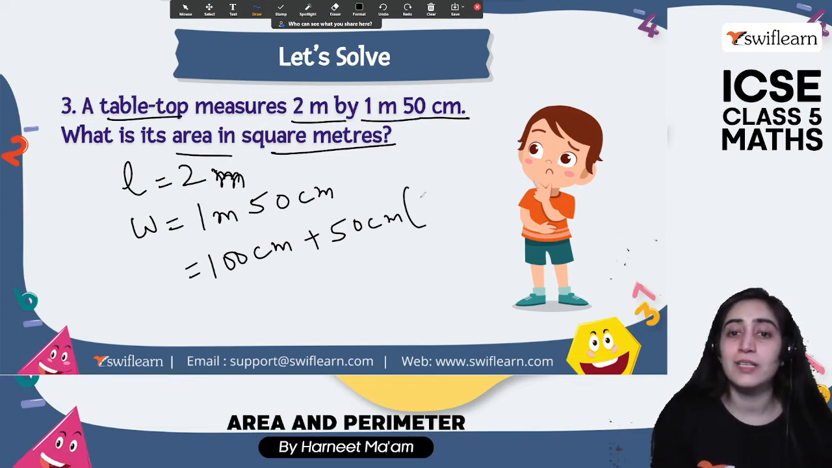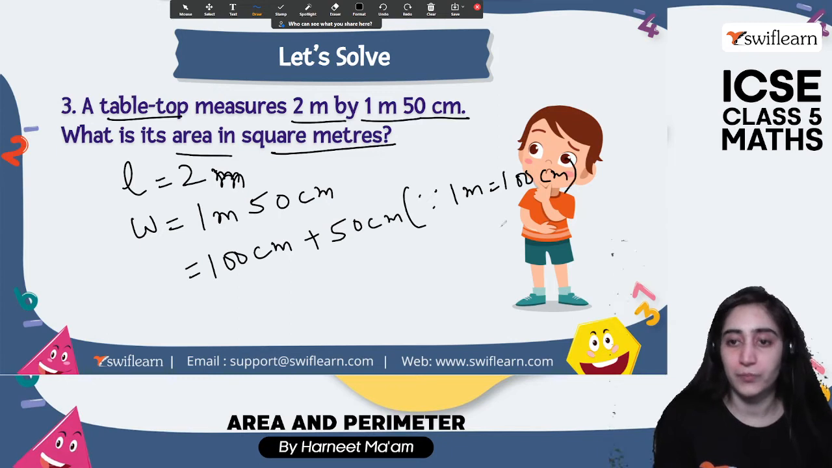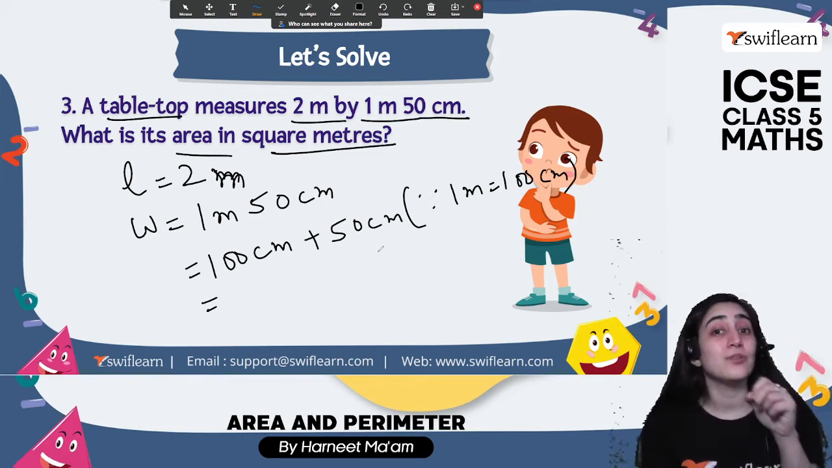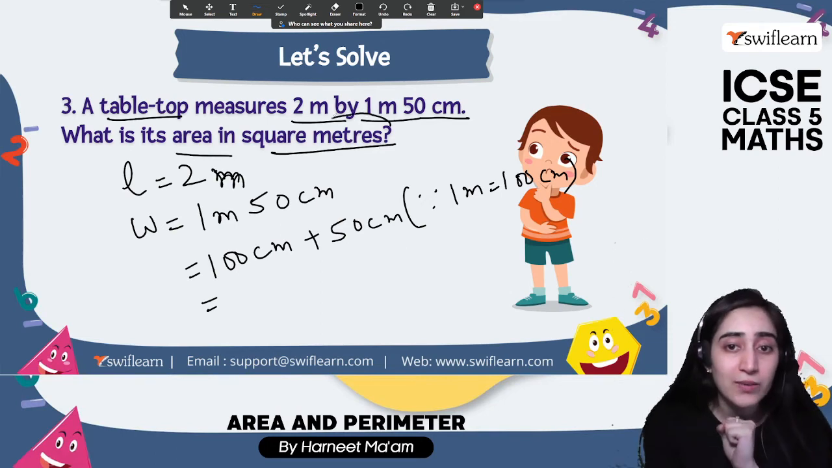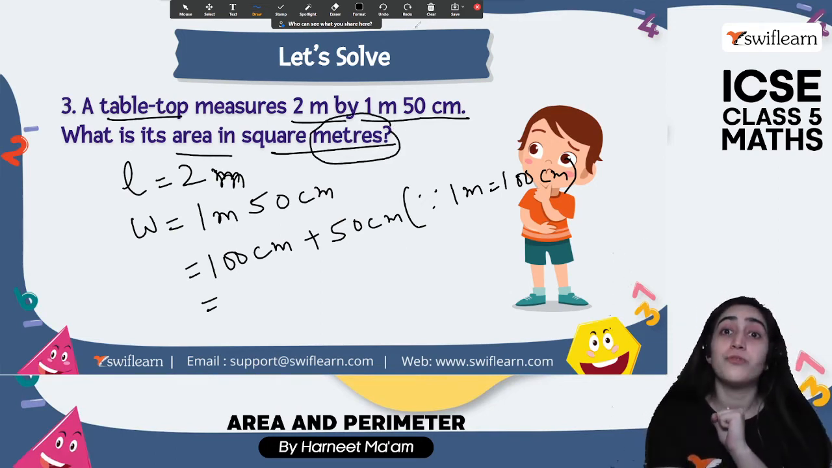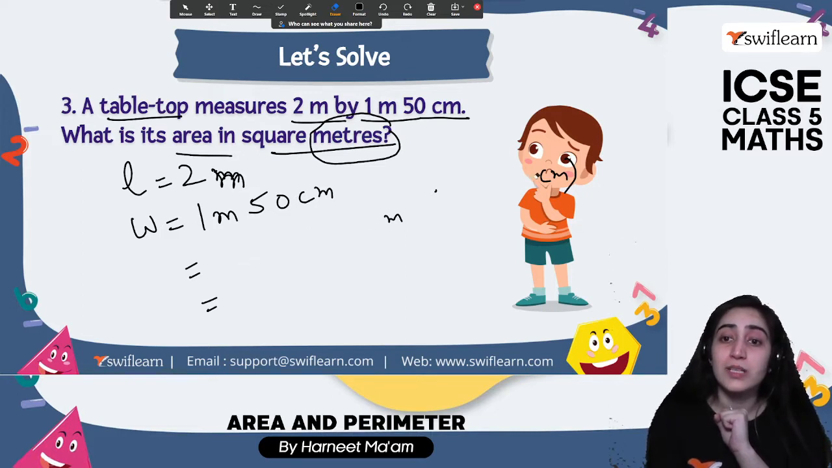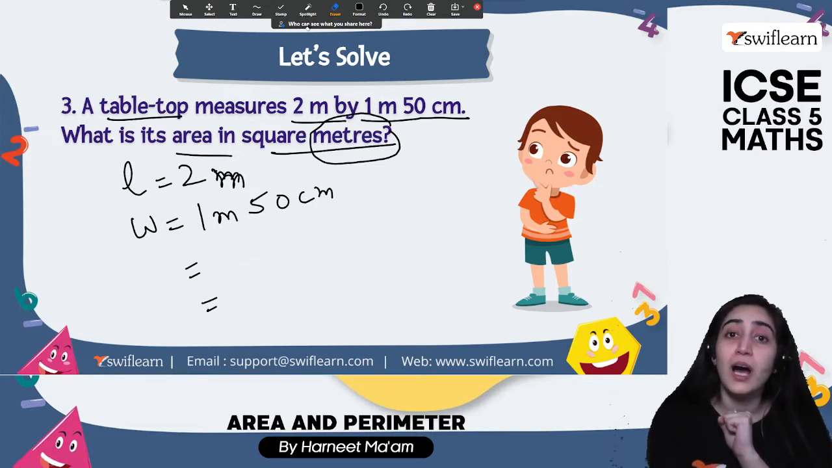You need to write the reason, since 1 meter is equal to 100 centimeters. All right, but now, in this case, you are converting into centimeters, but is it asking you for centimeters? No. So for this, you will not go by this method. Instead, you will use the other way around.